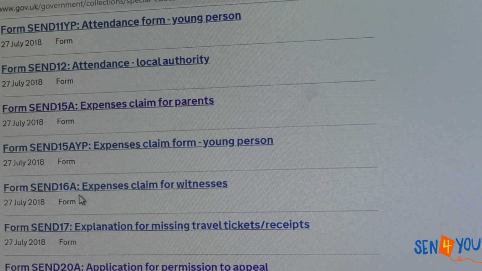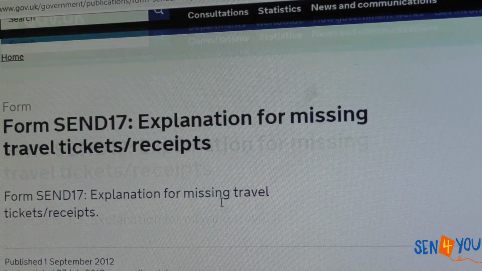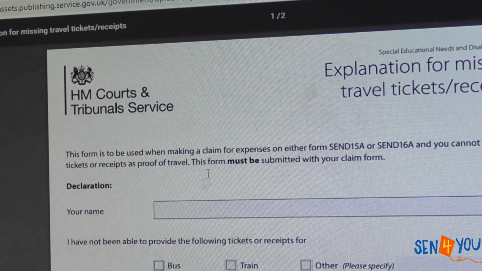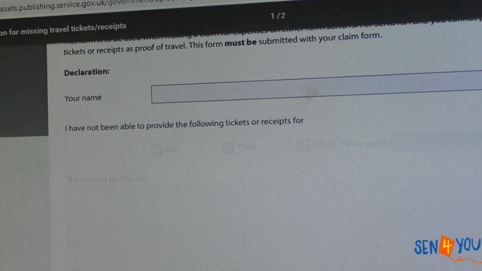Witnesses can also seek expenses for their travel as well. If you've lost your travel receipts, then you can still make an application, but you'd have to provide an explanation as to why that information is missing, and the tribunal will then take a view as to whether they accept that.